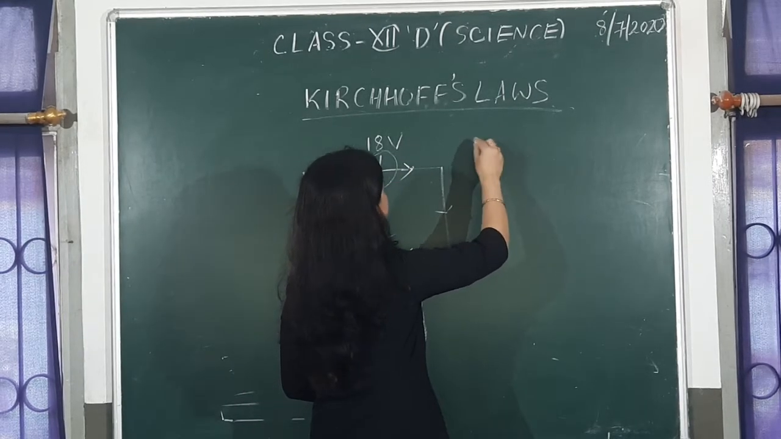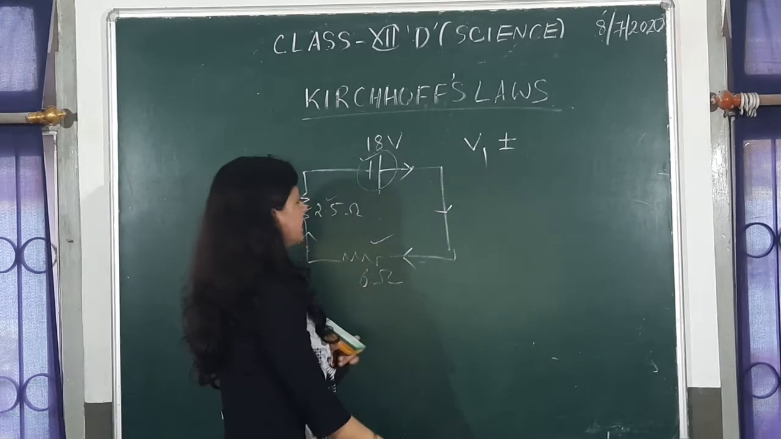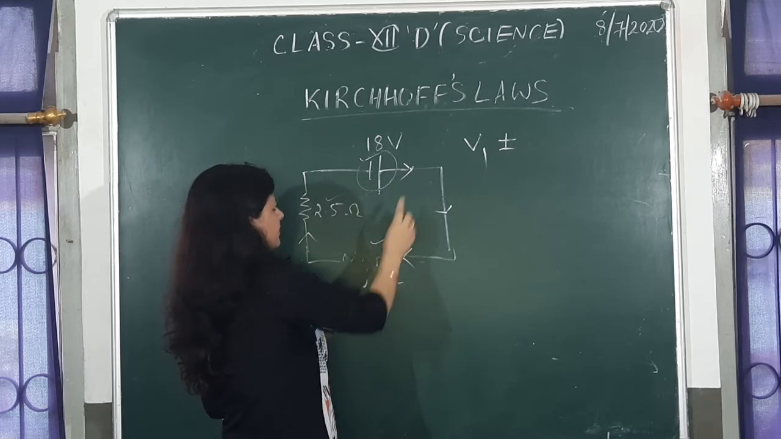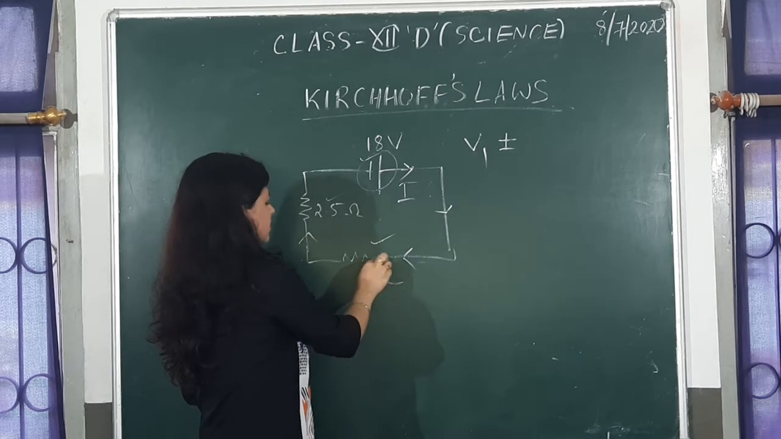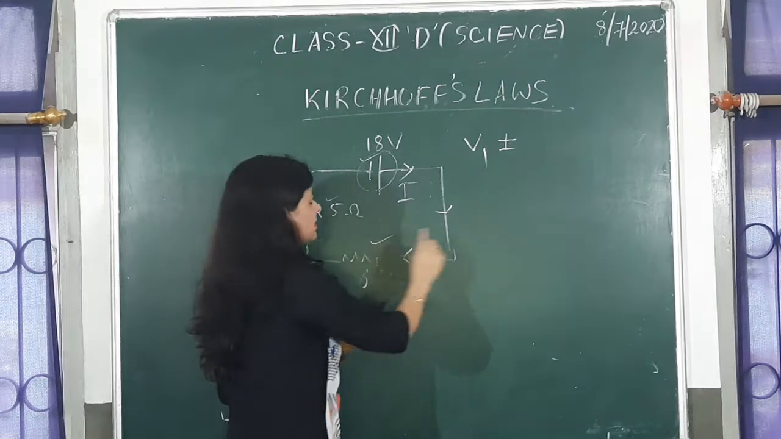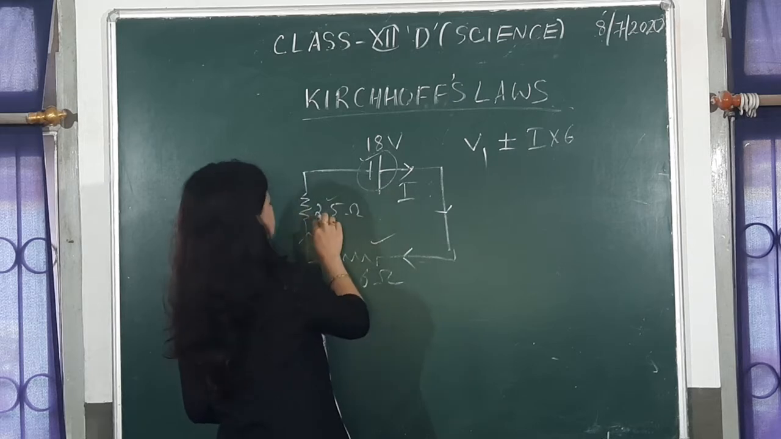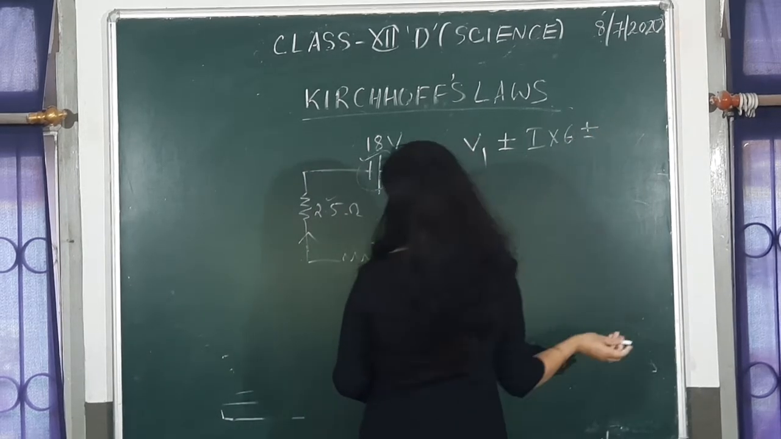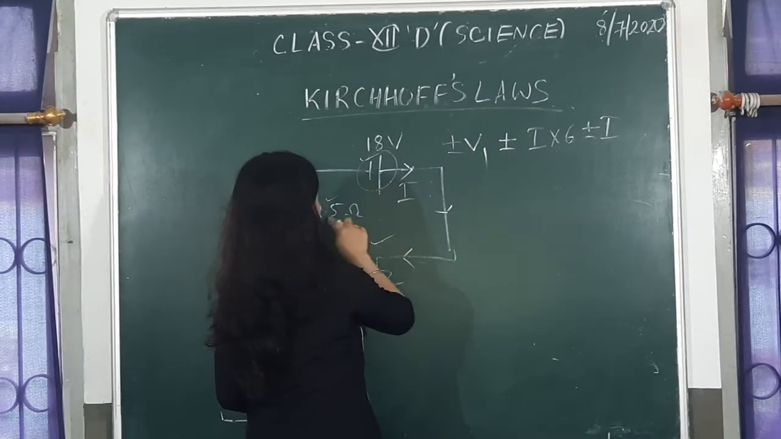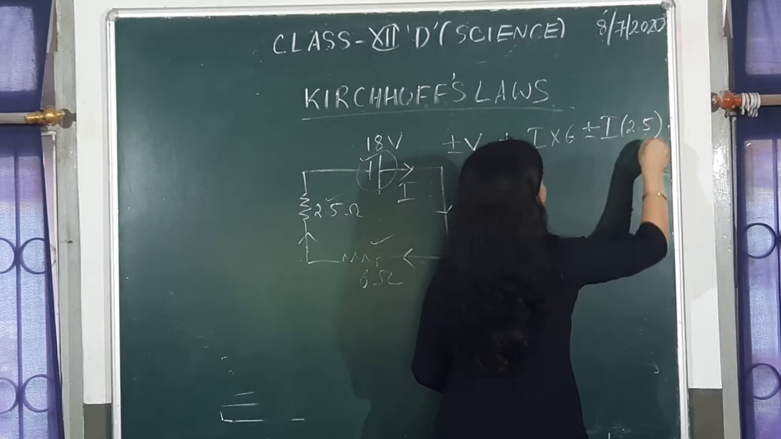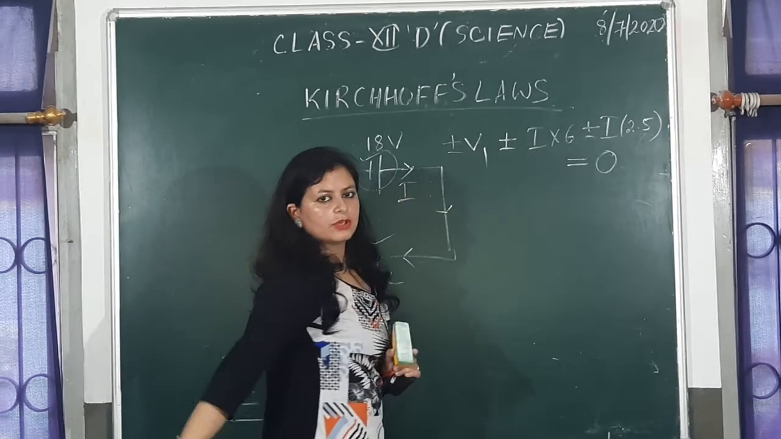So one of the potential drops, say V1, plus or minus, I will come to that later. The second potential drop, say the current flowing is I, is because of this resistance, so V is equal to IR, where R is 6. And the third potential drop is plus or minus I into R, where R is 2.5. According to Kirchhoff's junction voltage rule, the sum of the potentials is equal to 0.